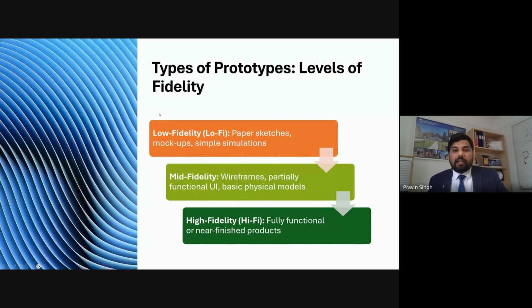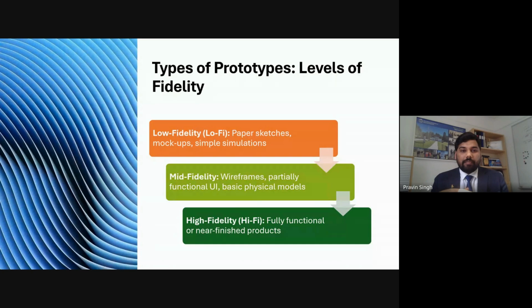So the types of prototype, by level of fidelity. We just categorize by the level of fidelity. Prototypes vary in complexity, depending on the stage of development. Low fidelity means basic sketches, like mock-ups or wireframes, and it is quick and inexpensive, and used for brainstorming and early feedback.